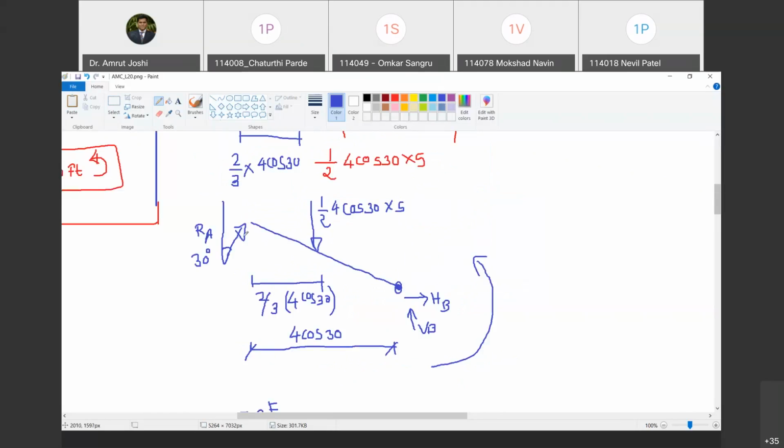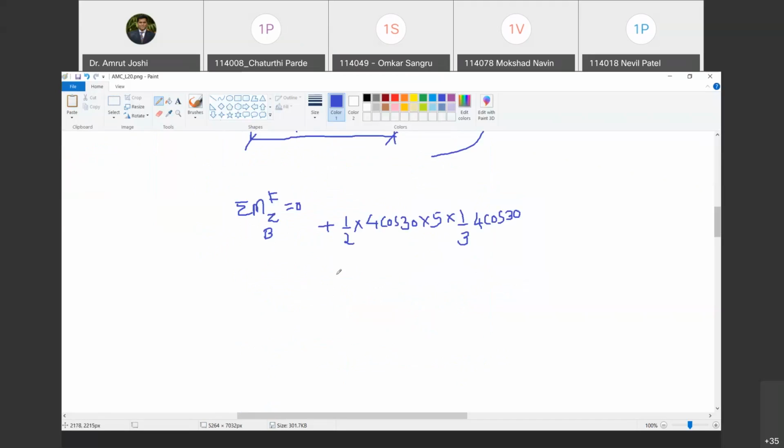Now, what about this? RA is perpendicular to this line itself. Do you agree with me? Yes. So if I draw a perpendicular from B on the line of action of RA, it is this inclined distance itself. Are you with me? Yes, sir. So how much will the moment of RA be? Minus RA into 4. Happy?